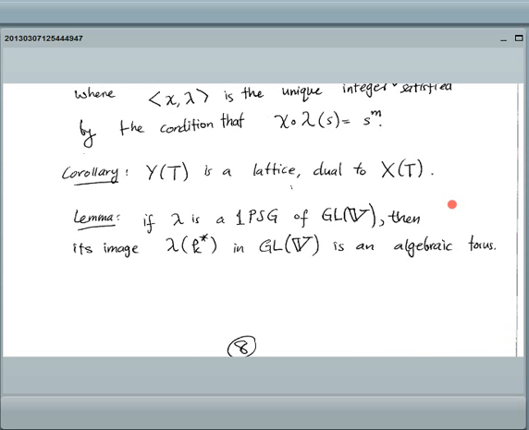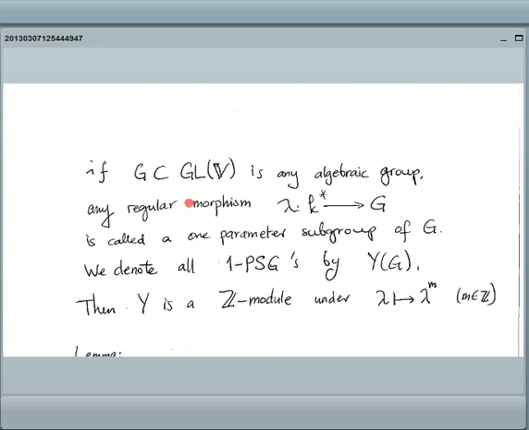What does this tell us? Because these are dual to each other with respect to this pairing, since we had a lattice X of T, we obtain a dual lattice Y of T. So one parameter subgroups form a dual lattice. So what we have so far is the one parameter subgroups and the character groups. We know that the character group is a lattice, it's Z to the m for some m, and the one parameter subgroups form the dual lattice. Okay, so let's move on.